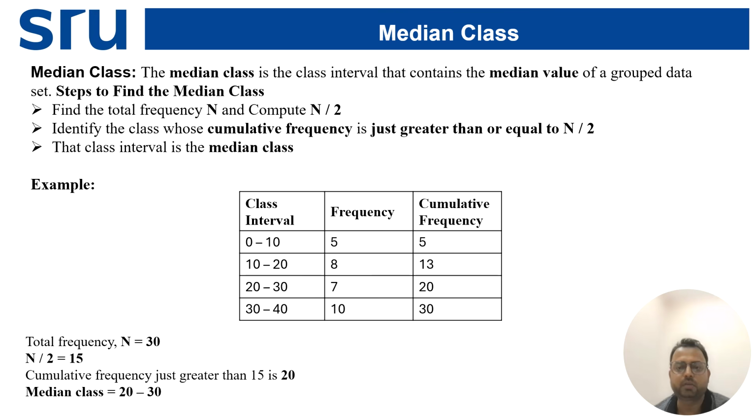Now come to the definition of median class. We will use this definition, median class, in the next formula for the median of a continuous frequency distribution. So what is the median class? The median class is the interval that contains the median, the class interval that contains the median value of the grouped data.